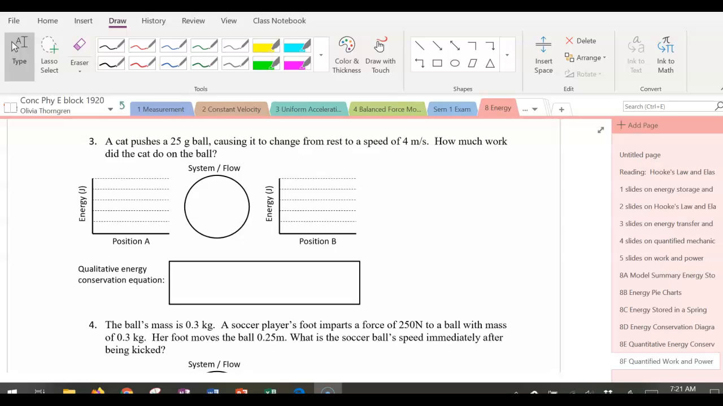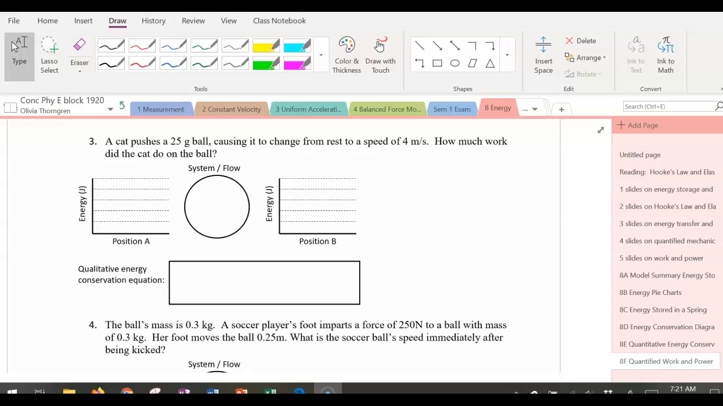This screencast is looking at Worksheet 8F, Problems 3 and 4. So in this worksheet, we're starting to look at quantified work and power. In other words, work in the amount that we can calculate. So let's look at example 3 first.